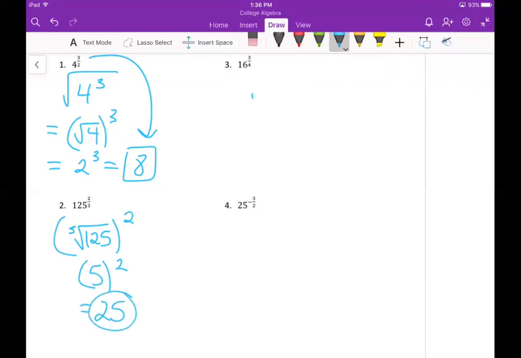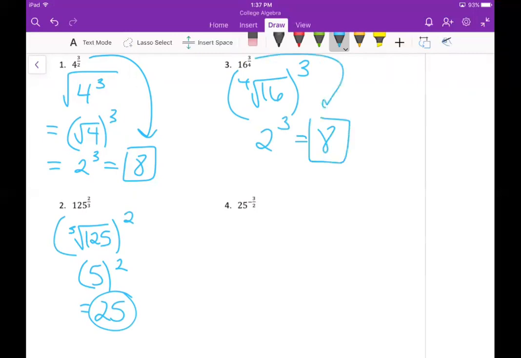On number 3, you'll take the 4th root of 16 because we have a 4 in our denominator, and then you will cube that. The 4th root of 16 is 2, and when I cube 2, I get 8. So again, that fancy expression, we can simplify it down to 8.